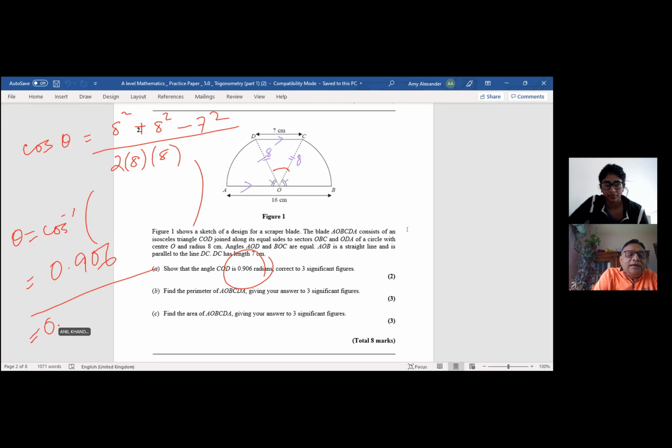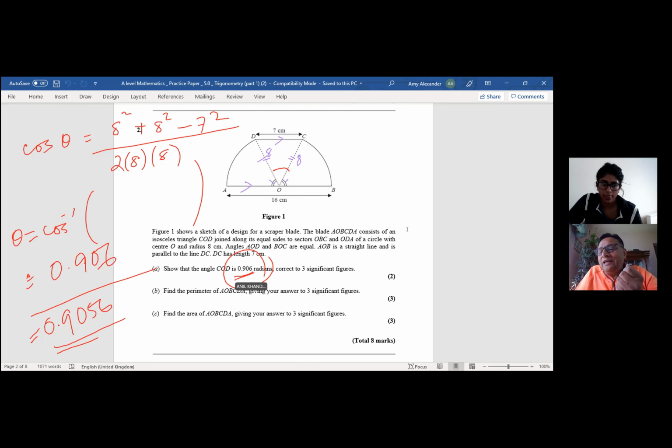Write down 0.9056, because we are going to use this value later on in calculations, correct? That's very important, to be precise. Now, remember, it's a good idea to check.